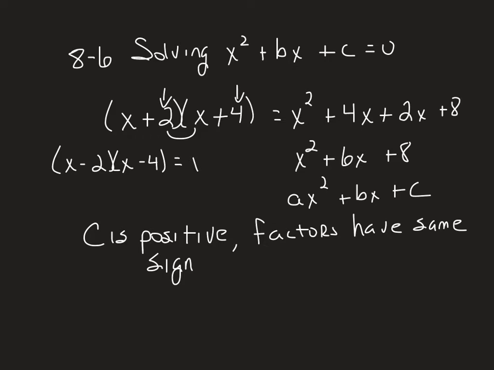x squared minus 2x minus 4x, did those backwards, plus 8. So it's possible that if c is positive, both factors could be negative. So if c is positive, the factors have the same sign. They can either both be positive or they can both be negative.